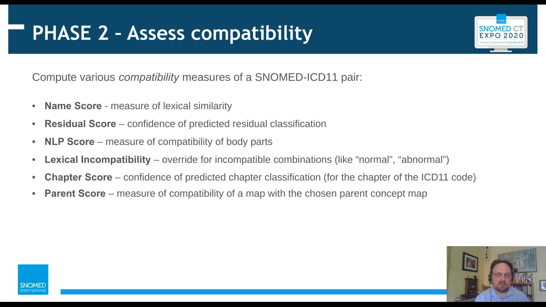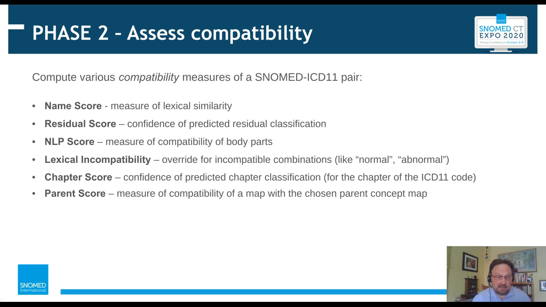Lexical incompatibility isn't a score, but it's a mechanism by which we can essentially override potential matches based on known things that just never go together. Like a normal thing and an abnormal thing don't go together. A primary and secondary things don't go together. Something that's benign doesn't go with something that's malignant or metastatic. And in cancer especially, there's all kinds of variations of this. So we built a mechanism to fine tune based on lexical incompatibility. This turns out to be very useful for tuning down the candidates to the right answer.